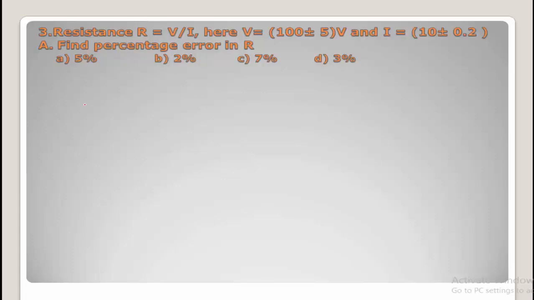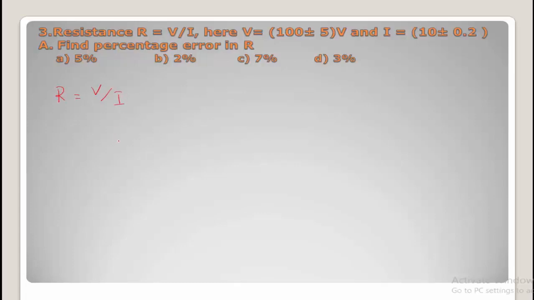resistance R is equals to V by I. Here V is equals to 100 plus or minus 5 volt and current I is equals to 10 plus or minus 0.2 ampere. Now find the percentage error in R. So the given values are R is equals to V by I.